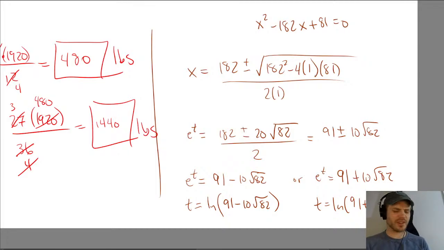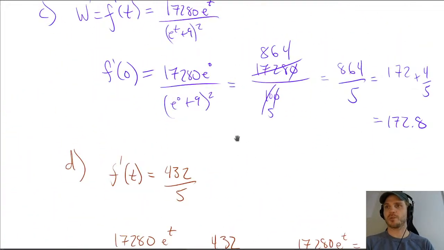Let's verify that. So log of 91 minus 10 root 82 is approximately... Okay, so this is a negative time. This is a negative number here. So this is a junk answer. I'm so glad I approximated that. This is plus. Okay, so this is like 5.2 seconds.